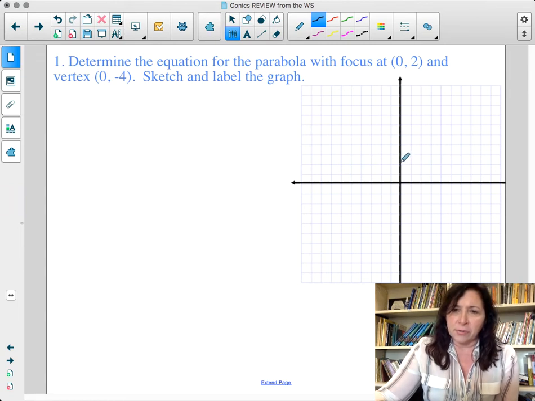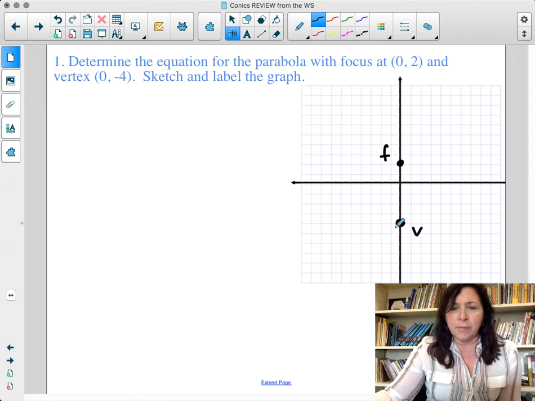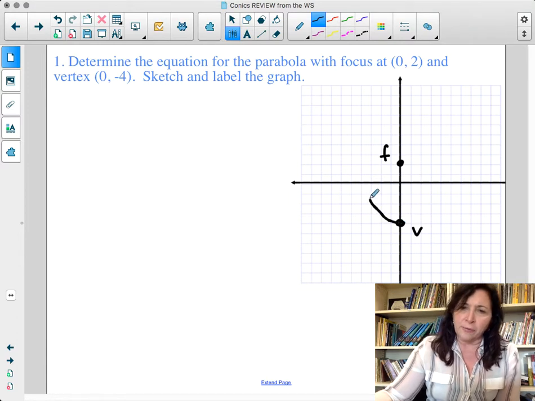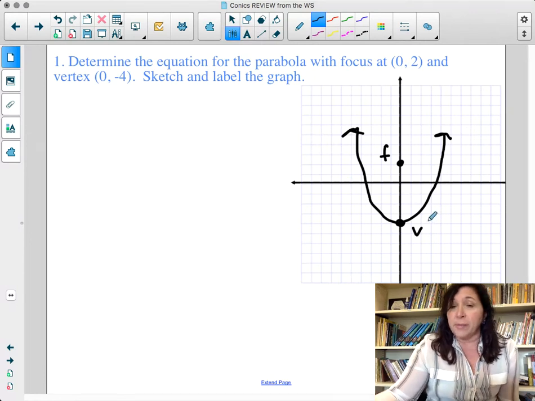(0, 2). So let's put a dot there. And vertex of (0, -4). So my focus is here and my vertex is here. Remember that for your parabola or any conic, your focus is sort of cupped by the arc. See how it's always going to be inside like that. So I know that's what my graph looks like.